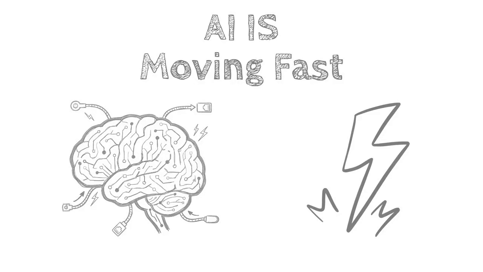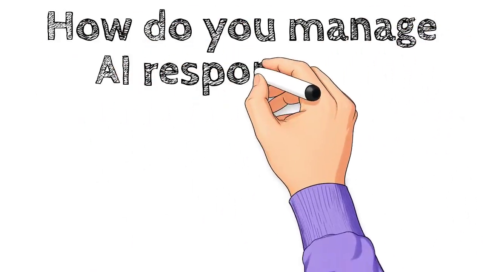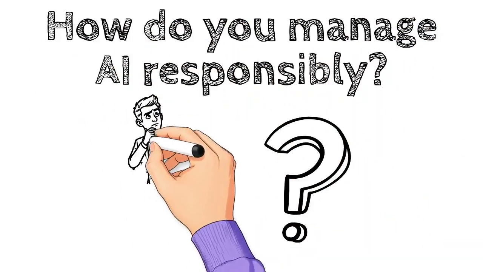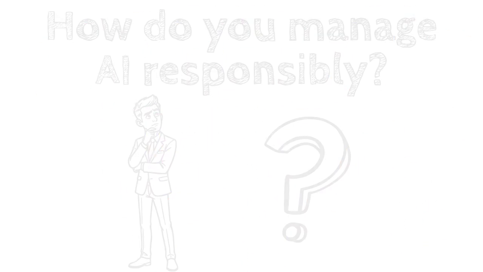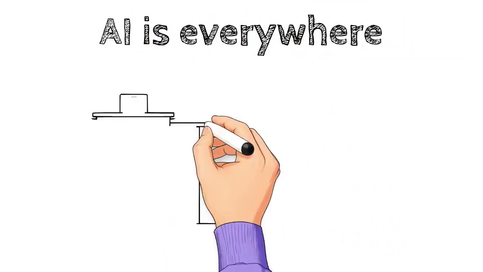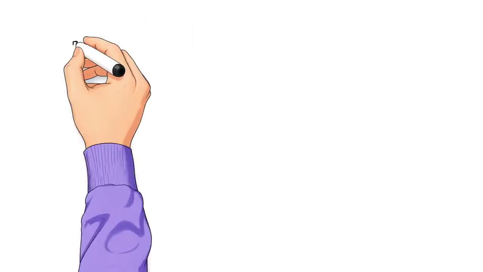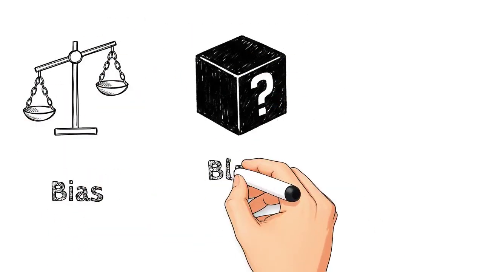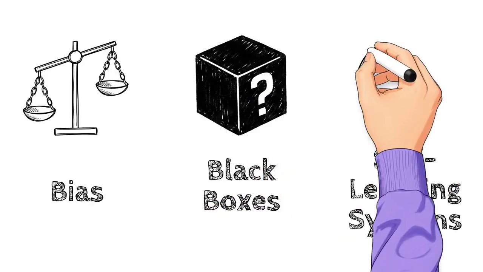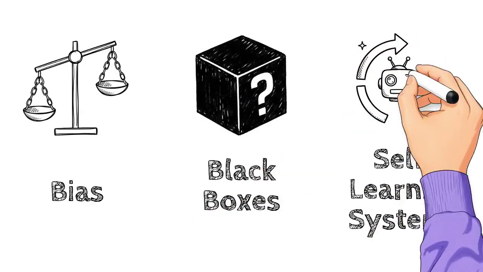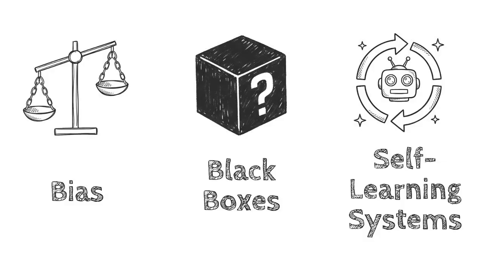So this really is the big question, isn't it? It's what organizations all over the world are trying to figure out right now. AI is getting baked into everything, from our healthcare to our finances, and we urgently need a structured way to govern it. I mean, we're talking about some really tricky stuff here, like algorithmic bias, decisions made inside a black box we can't see, and systems that literally change their own behavior over time.